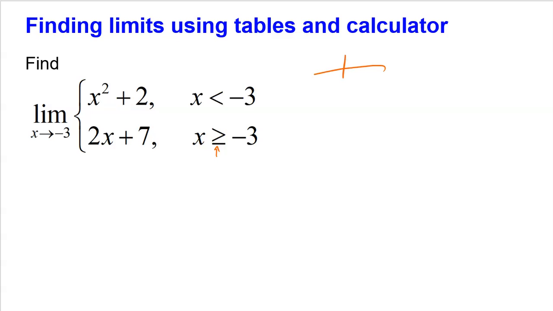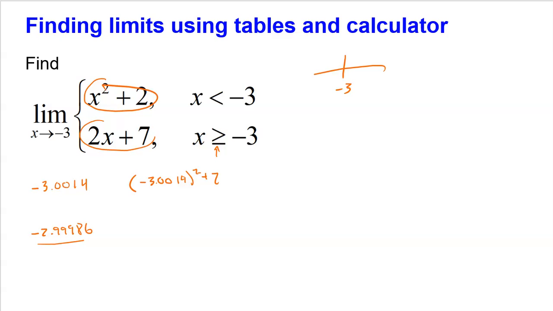So again, sometimes it does help to put negative 3 on the number line and say, okay, from the left it would be like negative 3.0014, and from the right it would be like negative 2.99986. And what I want to do is plug these in, just in the right spot. If I'm slightly below negative 3, I need to use this top equation. So that'd be negative 3.0014 squared plus 2. And if I'm slightly above negative 3, right, mathematically with negative numbers, negative 2.99986 is slightly greater than negative 3, then I need to use this equation right here.